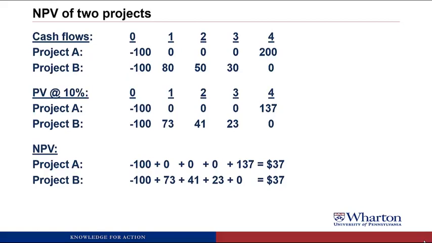For project B, we pay $100 out today. Then we get $73, $41, and $23 in the next 3 years. Now, of course, we're really getting 80, 50, and 30 in those future dollars, but the equivalent value of them today, the present value today, is 73, 41, and 23. And lo and behold, it comes up with the same net present value of 37. So you would not care which one you invest in. They're both going to give you the same net present value. They both have the same value when you translate all of the cash flows into today's dollars.